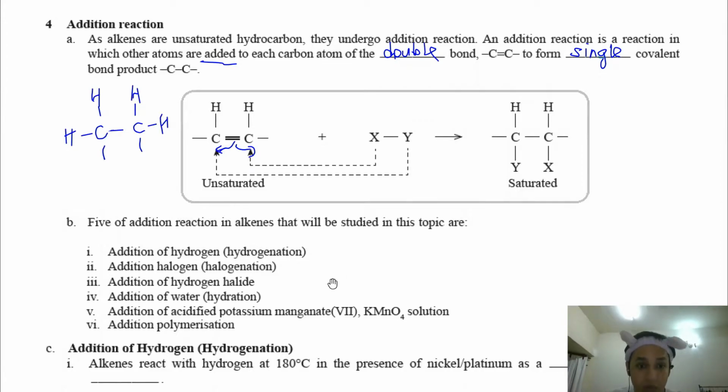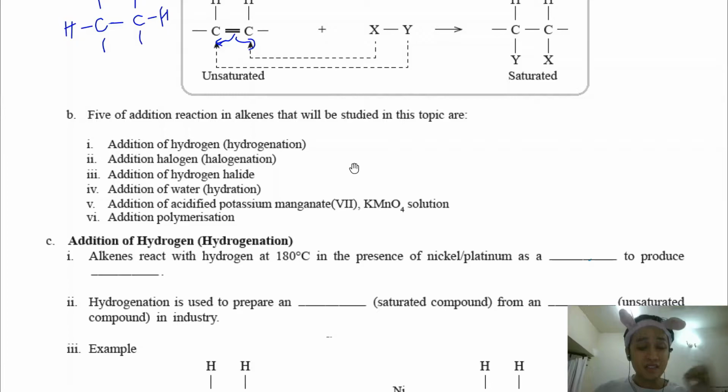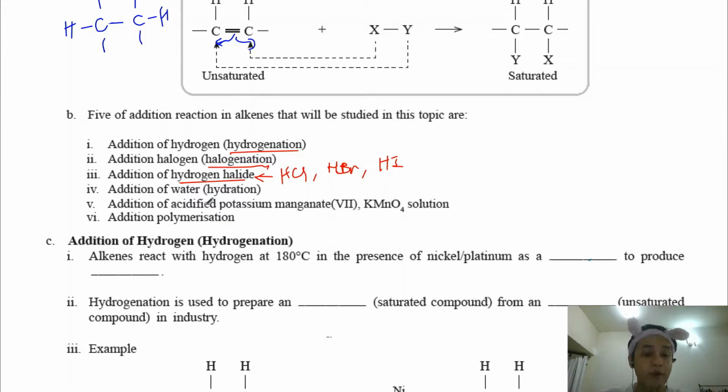In this topic, there's a lot. You're going to learn 6 different addition reactions. The first thing you need to know is the names. If you add hydrogens in, we call it hydrogenation. If you add halogens in, meaning group 17 elements, chlorine, bromine, or iodine, we call it halogenation. If you add a hydrogen halide, meaning HCl, HBr, HI, all these are hydrogen halides, this one has no name. If you add water, it's hydration. You need to know the names of the addition reactions.